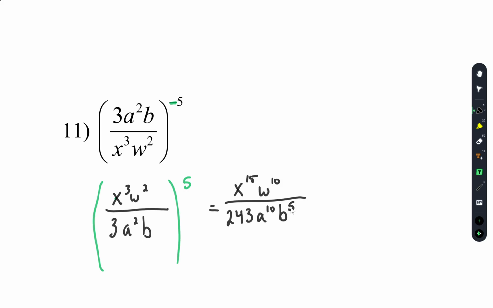Oh, this is close. It's not 3 times 5. It's 3 to the 5th power. So it's like 3 times 3 times 3 times 3 times 3. So it's pretty big. You might need your calculator for that one.